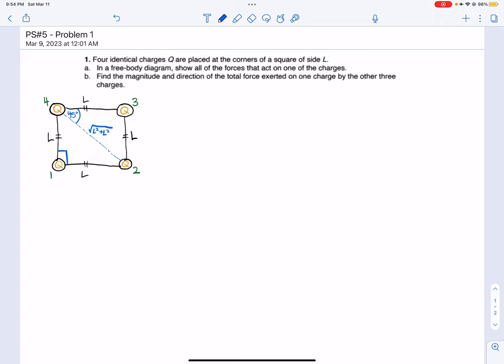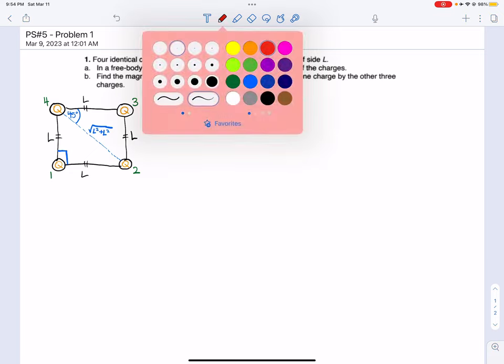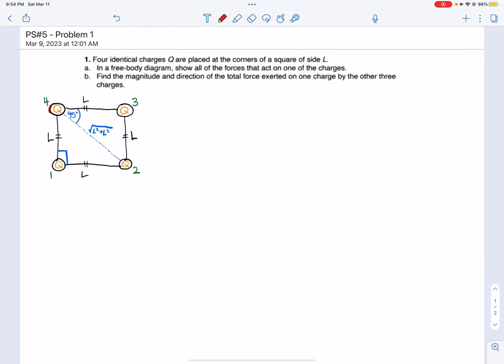Okay, part A. Draw a free body diagram showing all of the forces that act on one of the charges. So I'm going to choose to show all the forces acting on charge number 4 right here, okay? You don't need to choose the same. If you want to choose the forces acting on charge number 2 or charge number 3, that's fine. I just want to show the one on charge number 4.